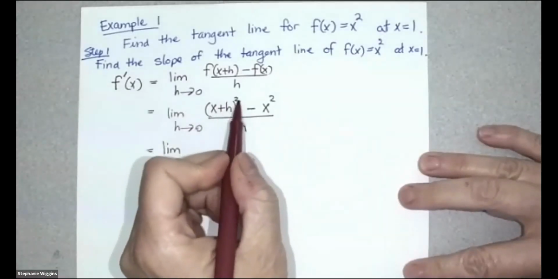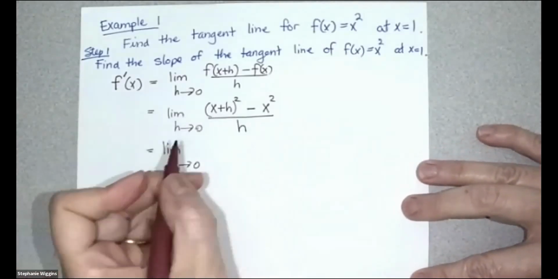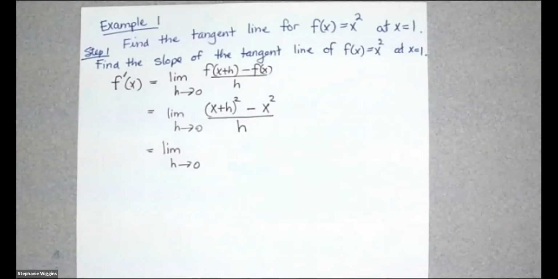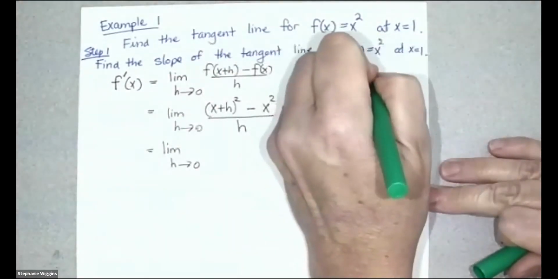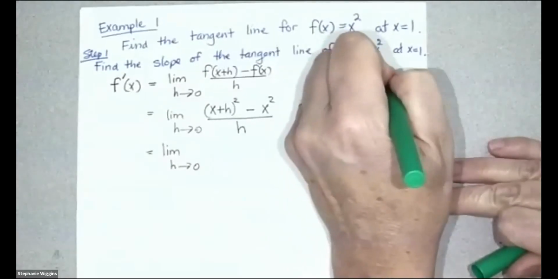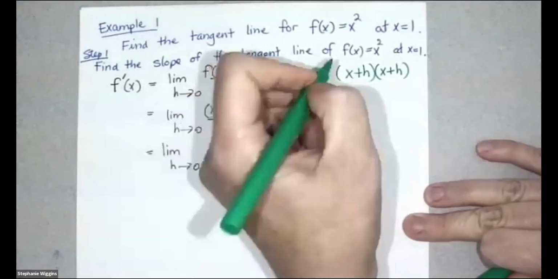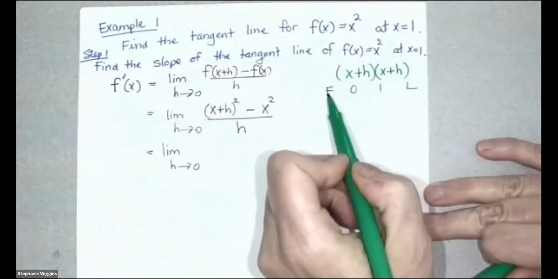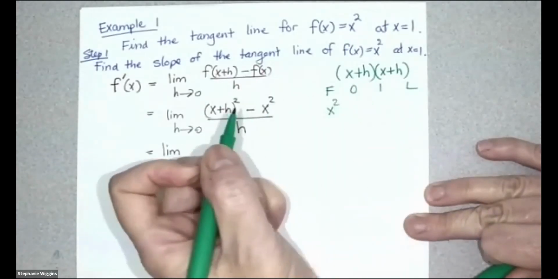And if I square this binomial, I'm going to have to use the FOIL. So let me just do that over here on the side, as an algebra review for you. x plus h squared is x plus h times x plus h. And so the FOIL method, the first terms, two x's multiplied, gives me x squared.